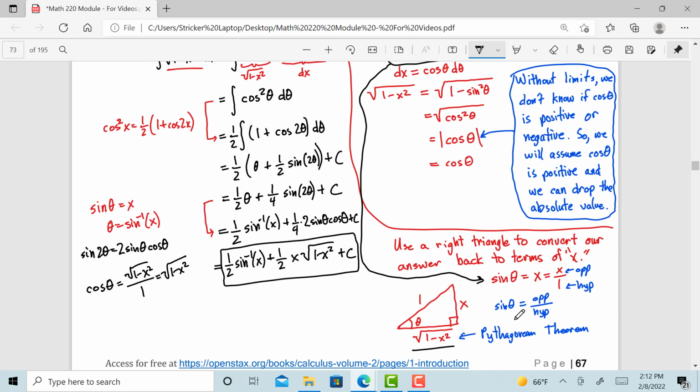This is our first example of performing a trigonometric substitution. Every time we're going to have to draw that right triangle to help us turn our answer back in terms of x. And that's going to do it for this video.